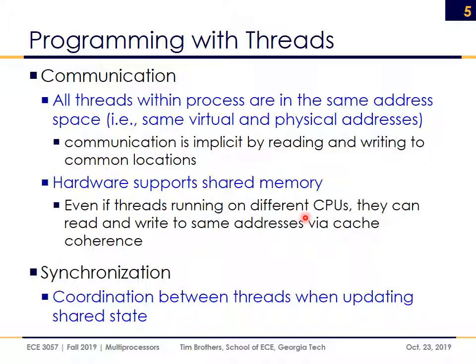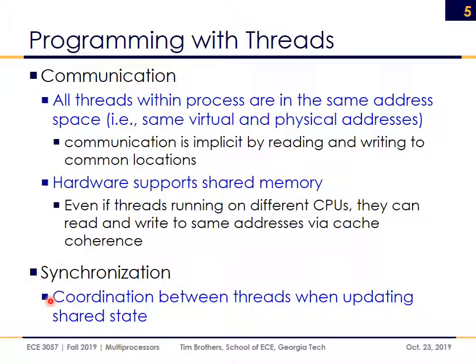Even if threads are running on different CPUs, they can read and write to the same address via cache coherence. So as we're distributing these to multiple CPUs, we have a shared cache space that can be accessed by multiple CPUs at the same time. Well, they can read multiple. If there's a write, there has to be the controls to make sure that we don't invalidate the data. Synchronization.